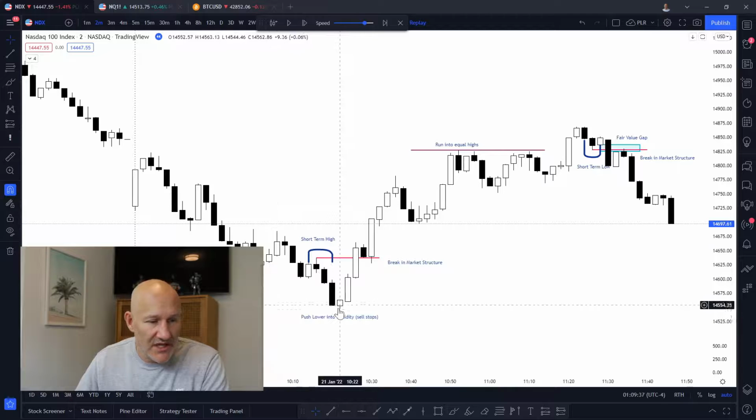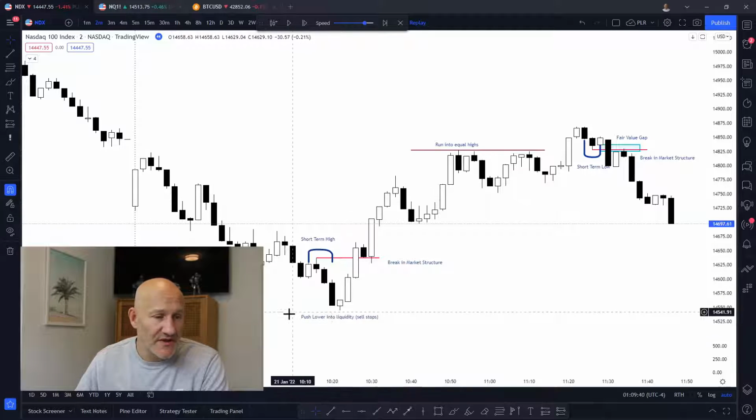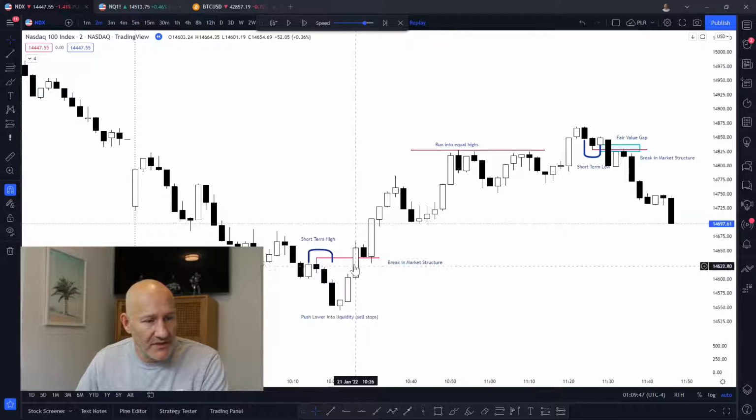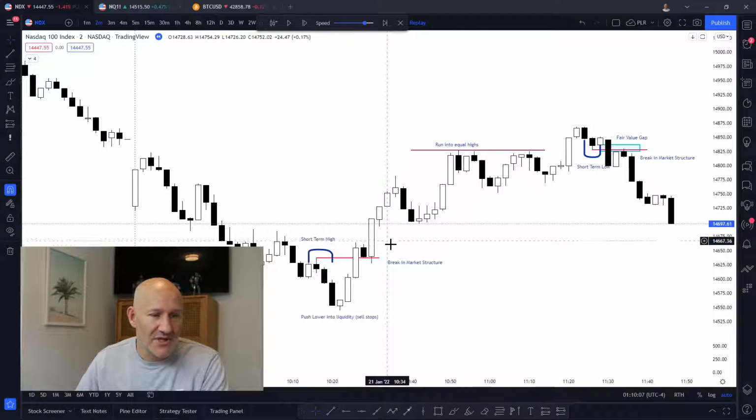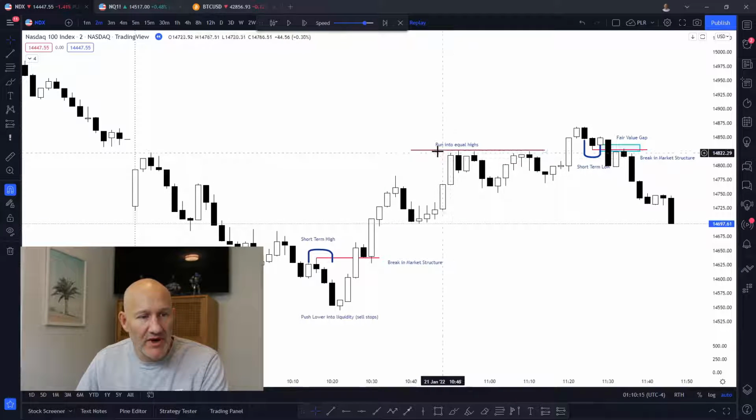The things of note that stand out on the chart once we zoom into this 2-minute is we have the push down here into the liquidity, so where these sell stops were residing, and you can see this short-term high was created here, and it's this drive up which breaks market structure here. So this candle here is the candle that breaks the high of this candle. So we have a short-term high which is a lower high from here, and this now creates a higher high, which is obviously a break in market structure there. And you can see that we have these small fair value gaps being created as the market drives forward.